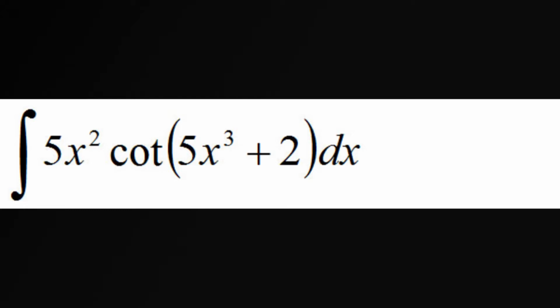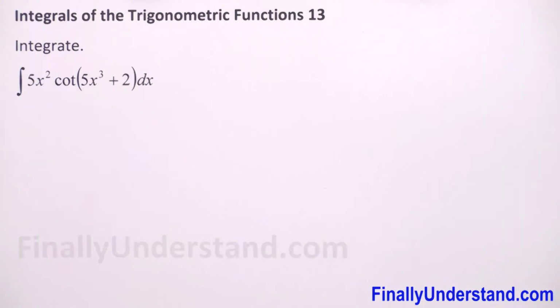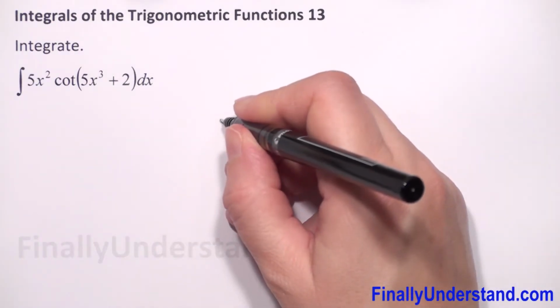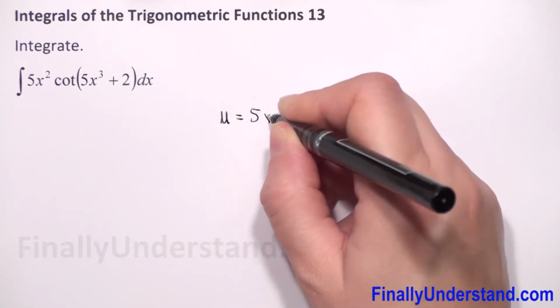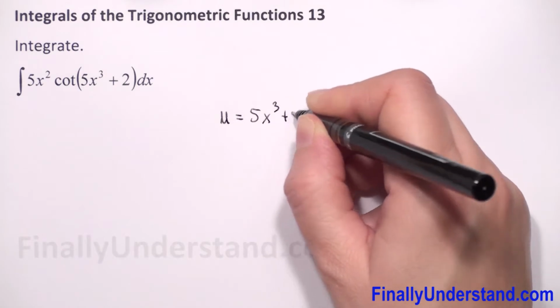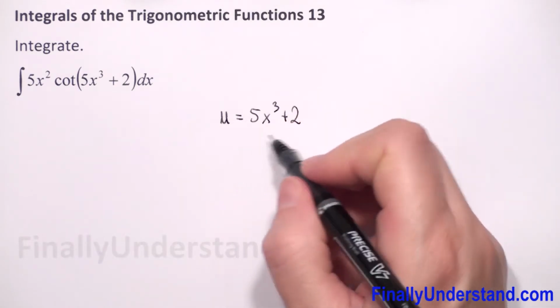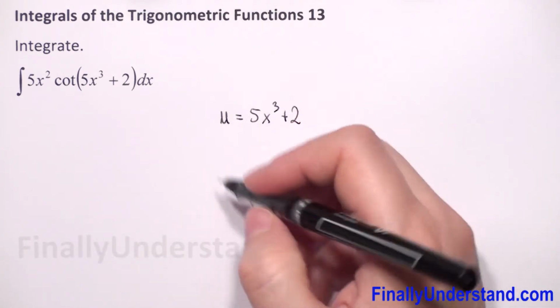To solve this problem, first we substitute the expression in parentheses by u. So let me write this. We have u is equal to 5x cubed plus 2. Now we have to find the derivative of both sides with respect to x.